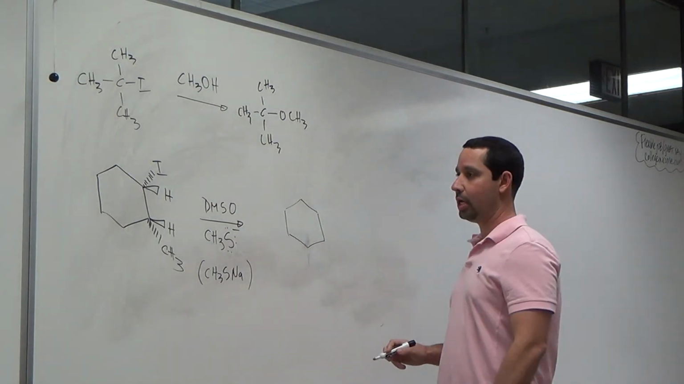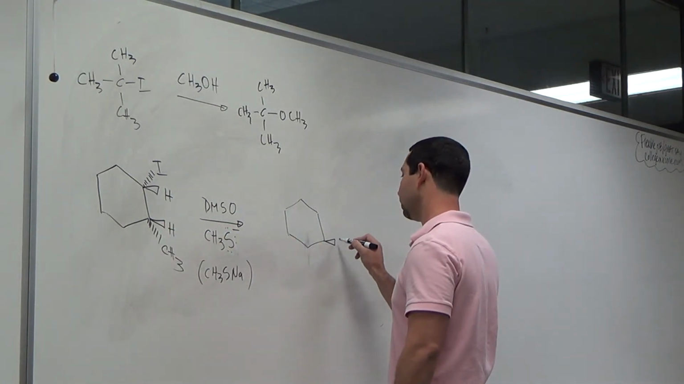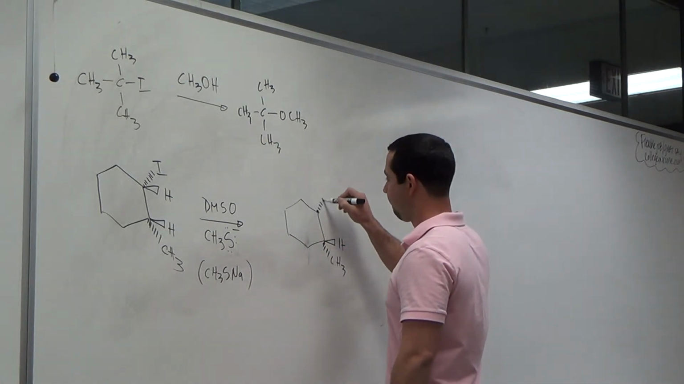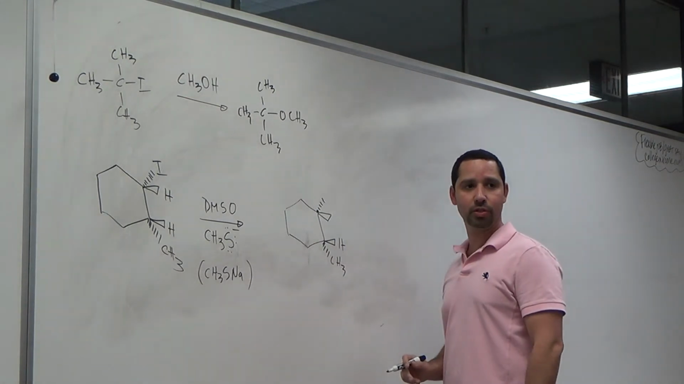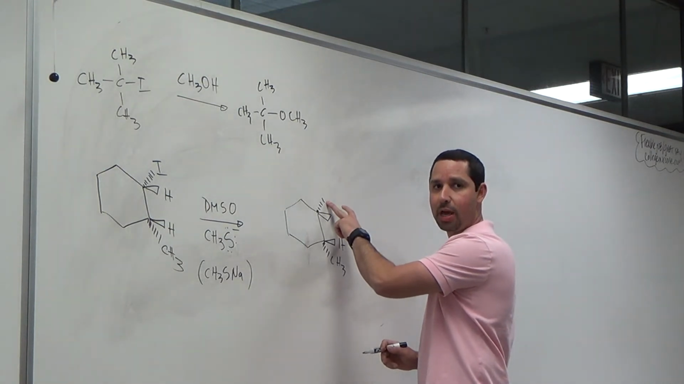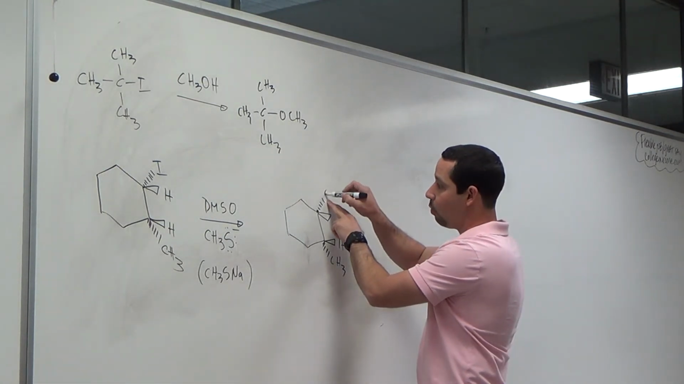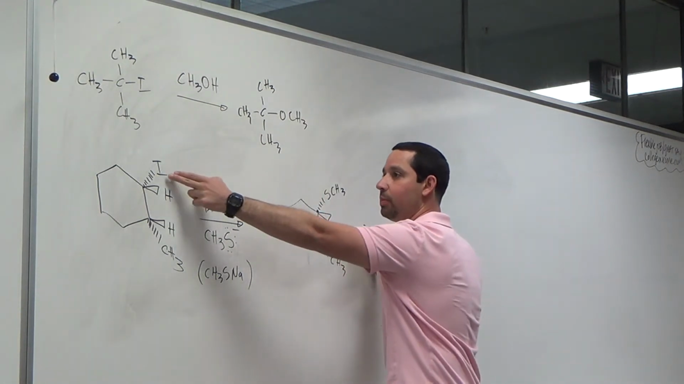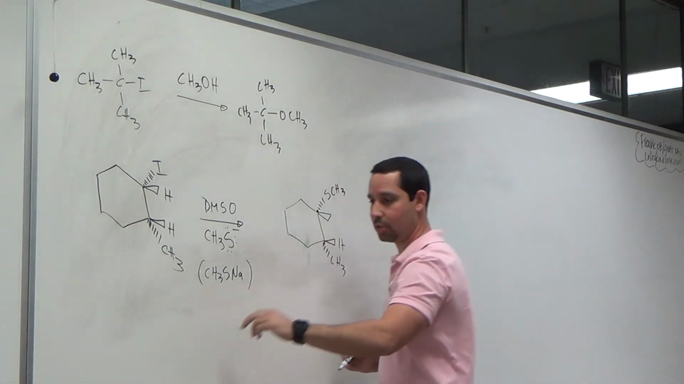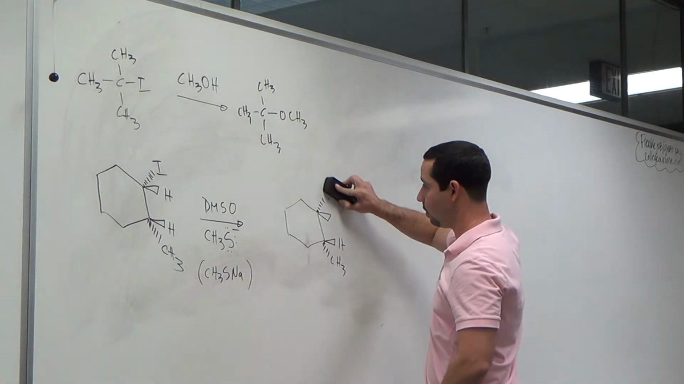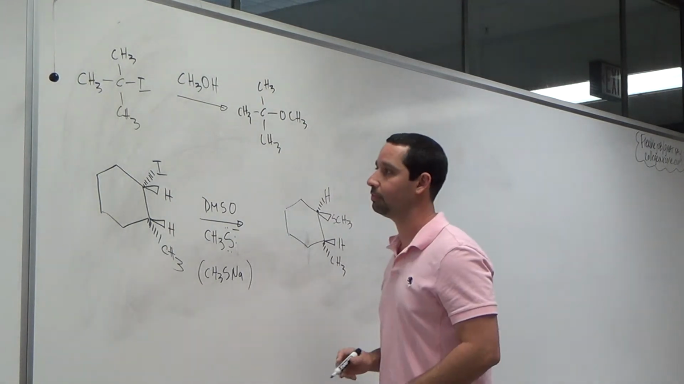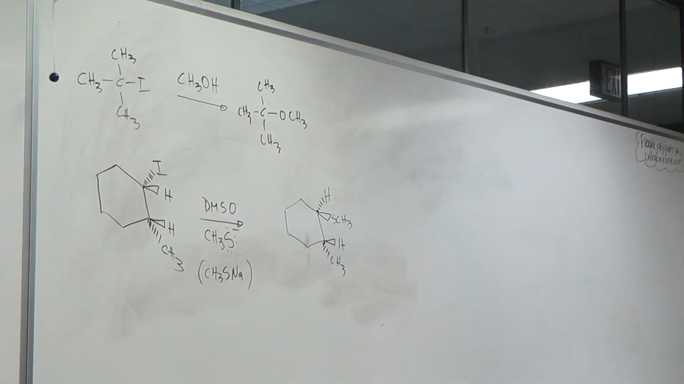Inversion of configuration. This is going to stay the same here, yes? It's going to stay the same, but this would be inversion of configuration. What that means is that if I draw whatever it is here, would be the same thing as this, would that be inversion of configuration? No. That would be called retention of configuration. Because this is SN2, it's inversion of configuration, and this you are going to write here.